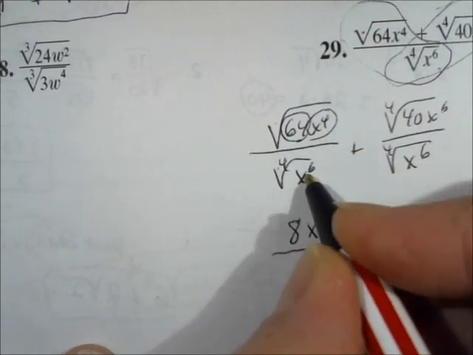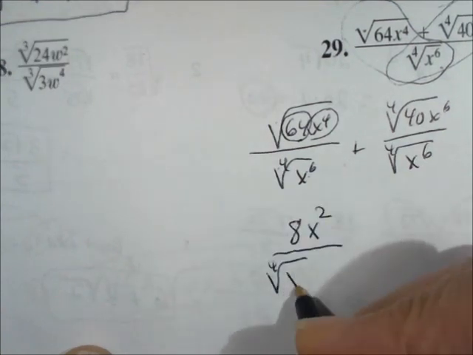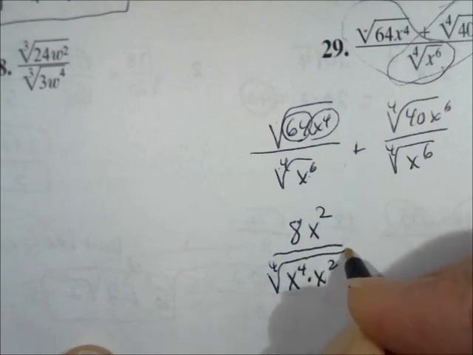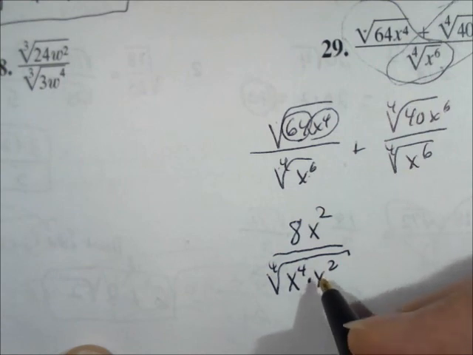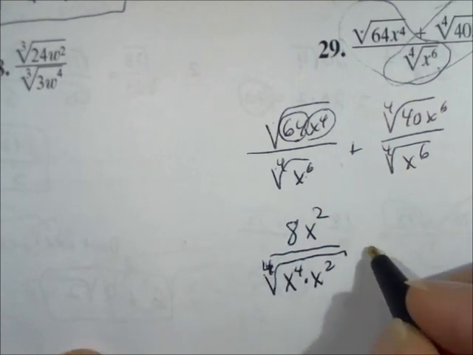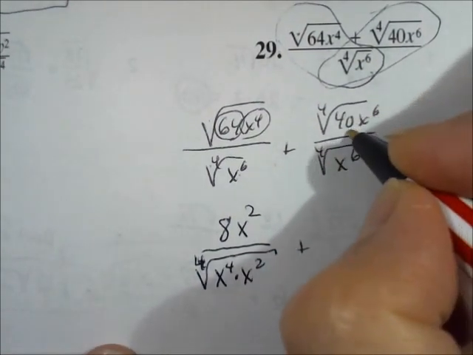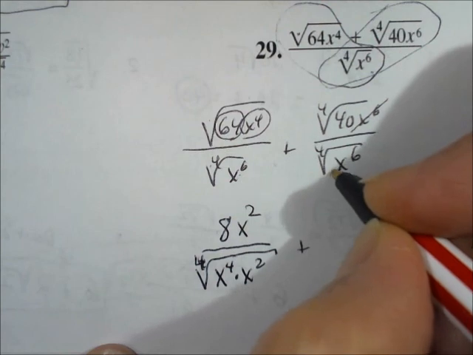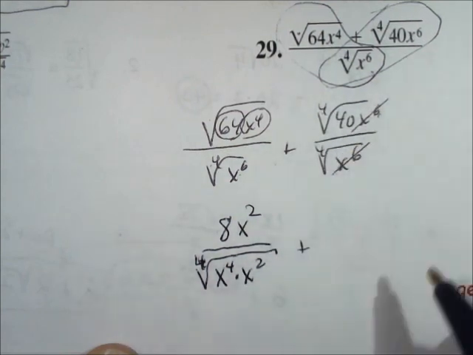And on the bottom, we have to break that 4th root of x to the 6th up into x to the 4th times x to the 2nd. Remember, to get an x to the 6th, we add those exponents. We're doing that so we can get that 4 and that 4 to match up.